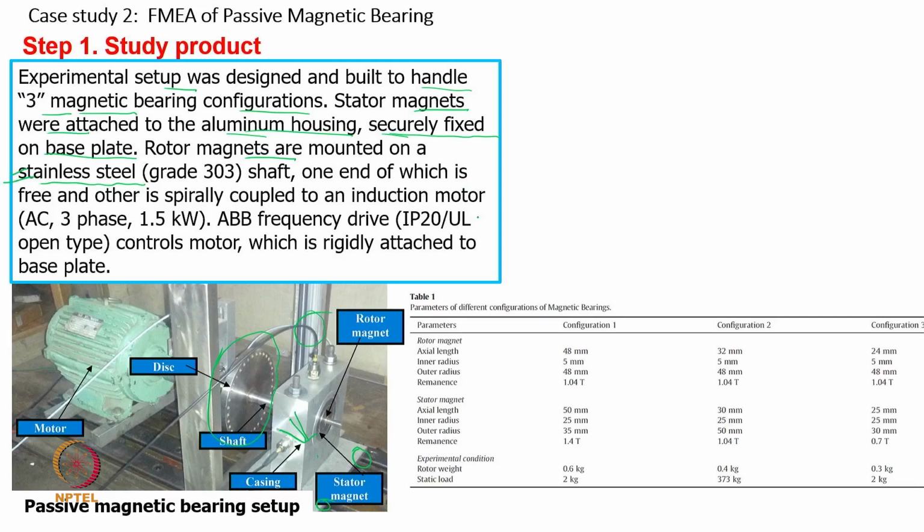Now, for the overall configuration, one end of the shaft is free, and the other is coupled with an induction motor, and you are able to see the motor here. There is a coupling, which I will show more clearly in another diagram, a spiral coupling. We use an ABB frequency drive to change the rotational speed, to figure out the impact of the rotational speed. When we run this permanent magnetic bearing at some steady speed, we do not find many problems.